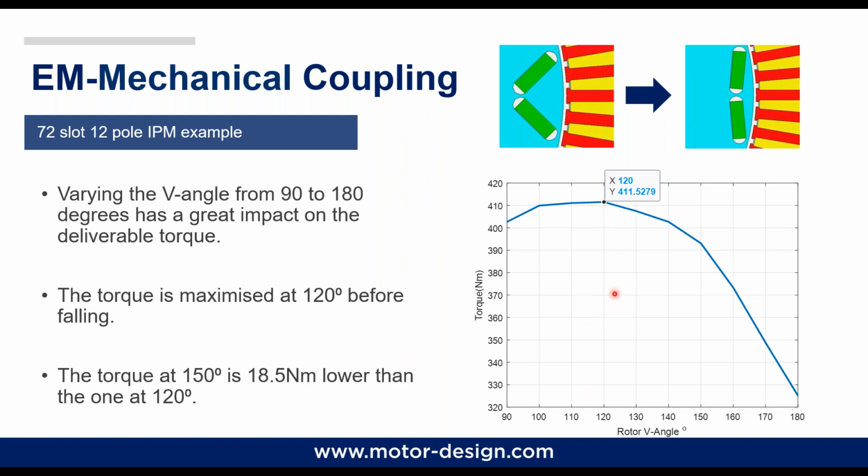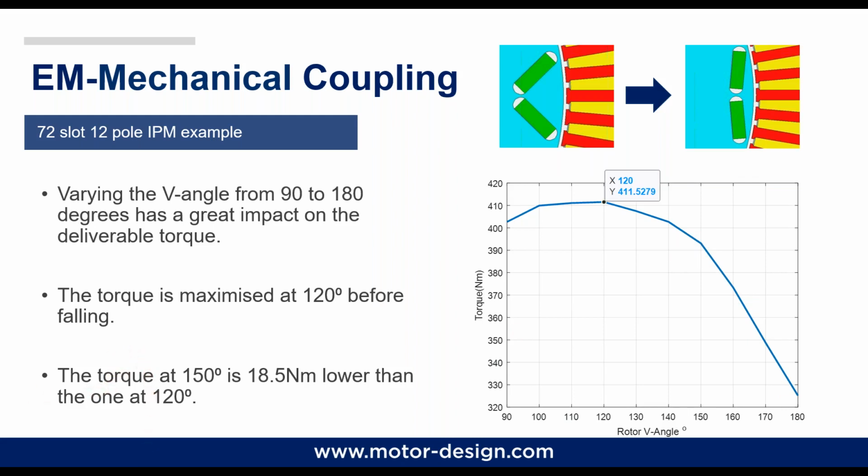The torque here is clear, it can be maximized with a 120 degrees V angle. After this value, the torque starts to fall, giving up to 100 Newton meter difference. So for example, the torque at 150 degrees is 18.5 Newton meter lower than the one at 120 degrees.